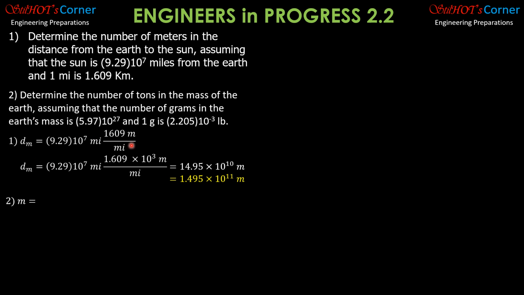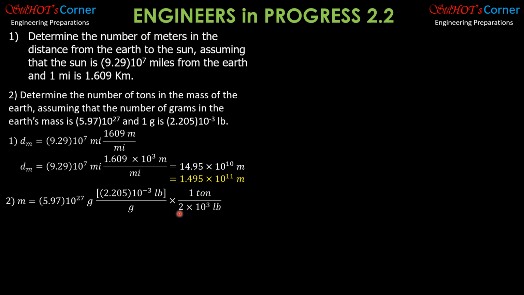Then for number 2, mass in tons is 5.97 times 10 to the 27 grams times 2.205 times 10 to the negative 3 pounds per gram. Then we multiply this further by 1 ton, 2,000 pounds. So 1 ton is 2 times 10 to the 3 pounds. And 5.97 times 2.205 divided by 2 definitely is less than 10.